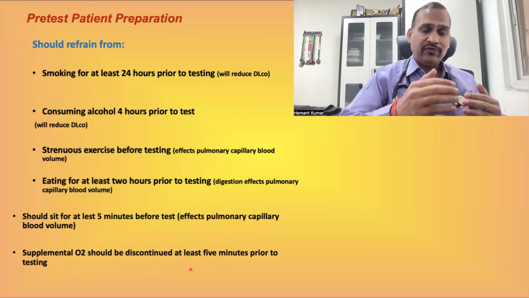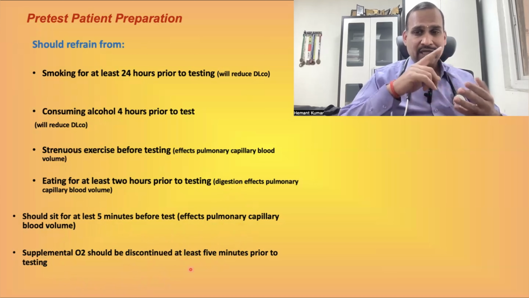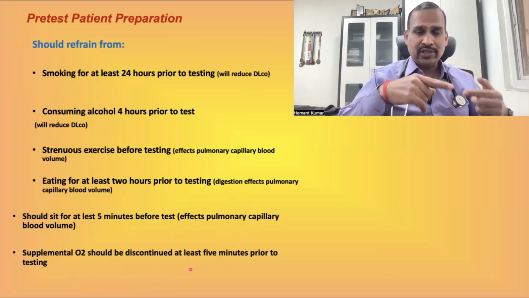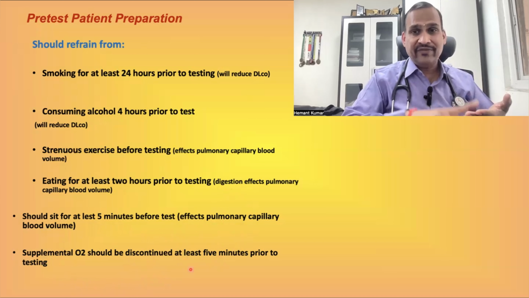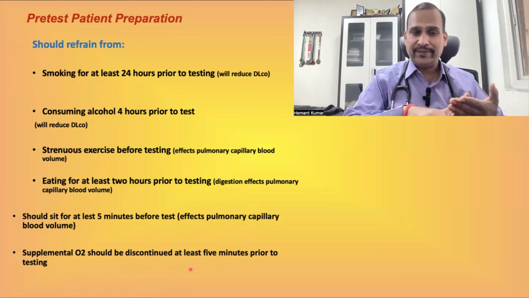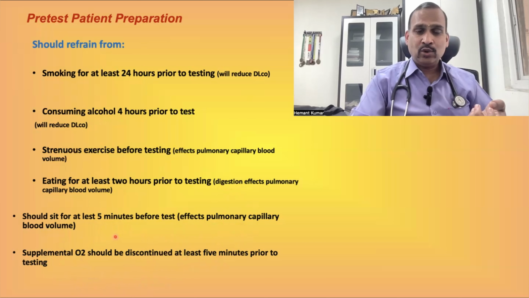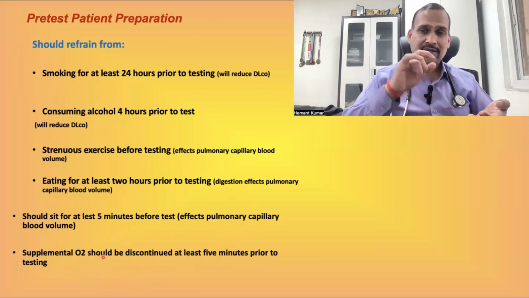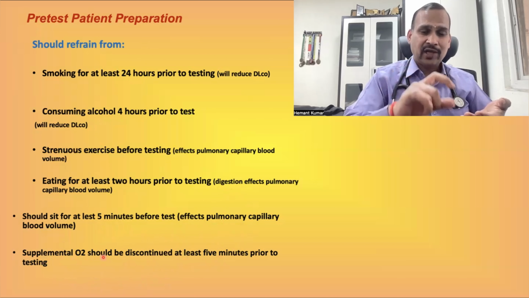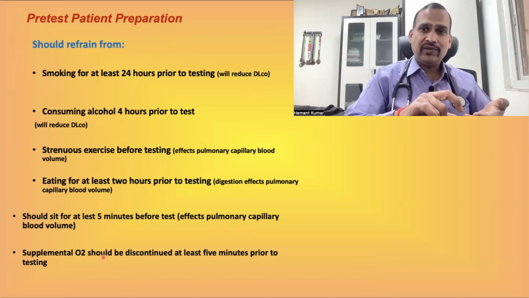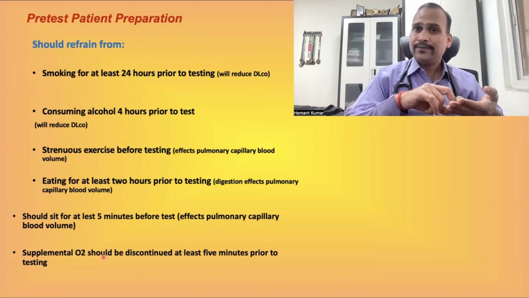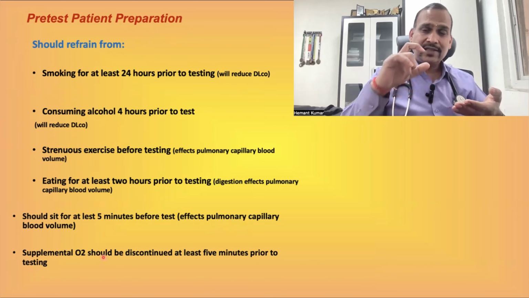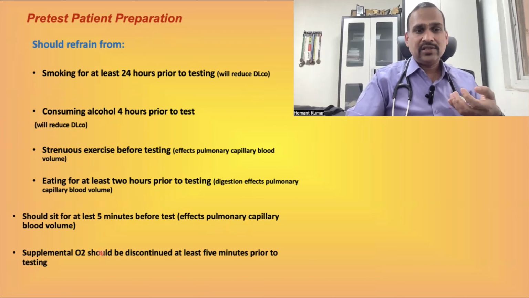So what is the problem with supplemental oxygen? Because as I told you, carbon monoxide has to compete with oxygen for hemoglobin binding. If there is more oxygen in the alveoli, it will compete with carbon monoxide, and diffusion of carbon monoxide, or binding of carbon monoxide with hemoglobin, will be reduced. It will give a false DLCO. So supplemental oxygen should be discontinued.